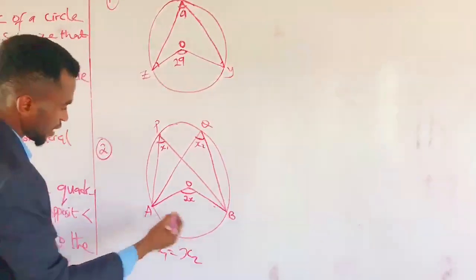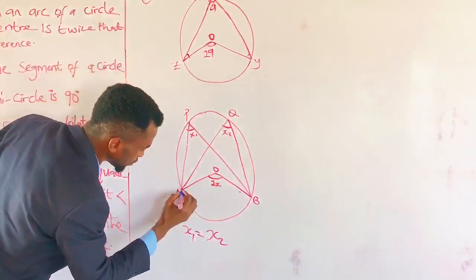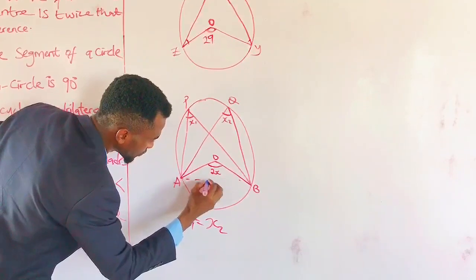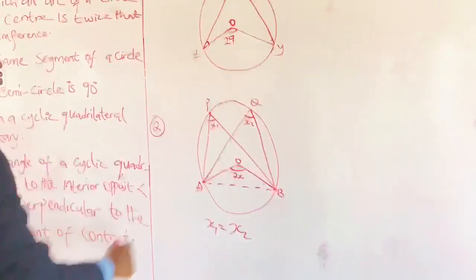Let's prove this, that these angles are equal. To prove that these two angles are equal, all you have to do is just construct a line to join A and B.